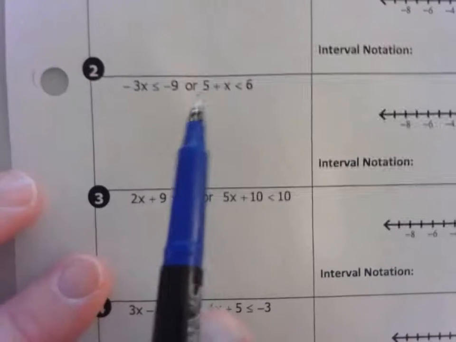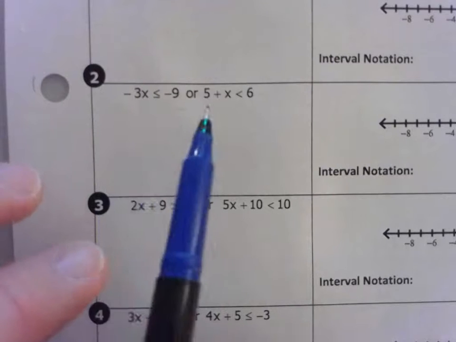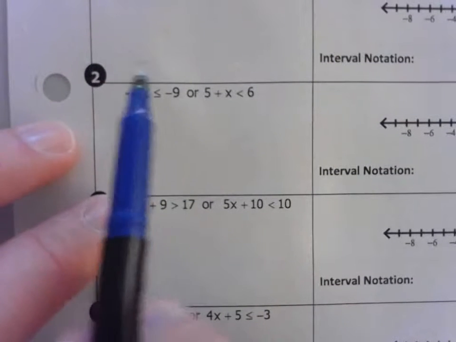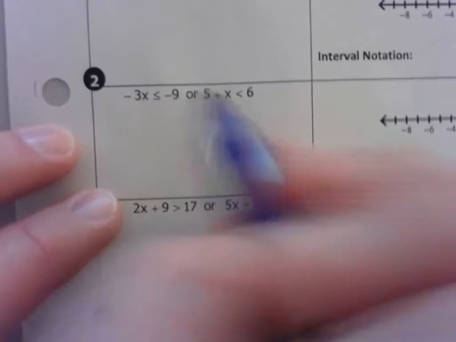Let's look at 2. First of all, I see the word or. So these are 2 inequalities, so this is a compound inequality. And I see the word or, so I'm thinking that they're probably going to go in both directions. Solve both like normal. If I look at my inequality on the left, negative 3x is less than or equal to negative 9. How would I solve that?